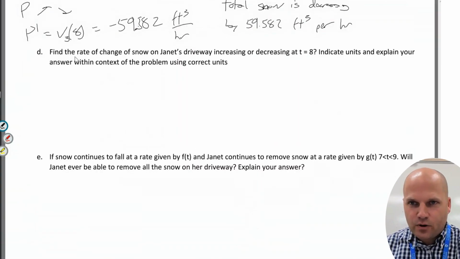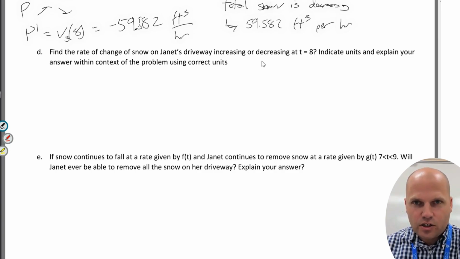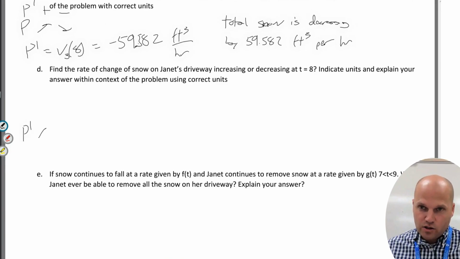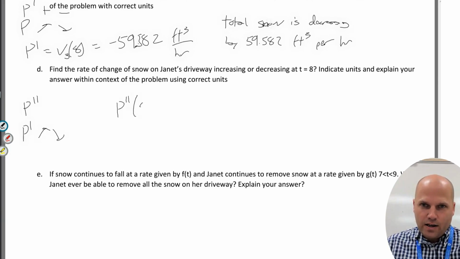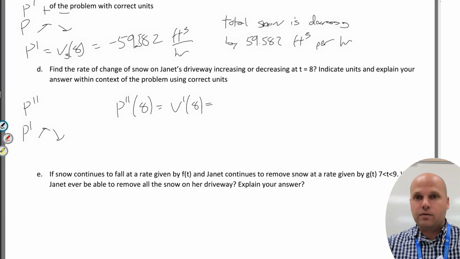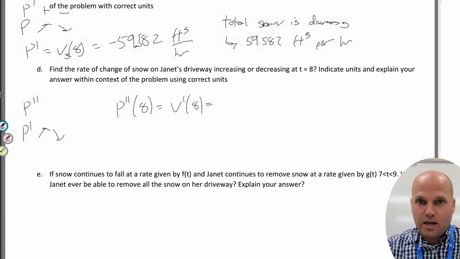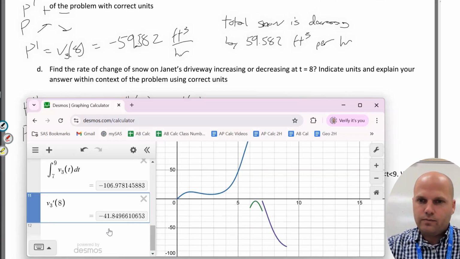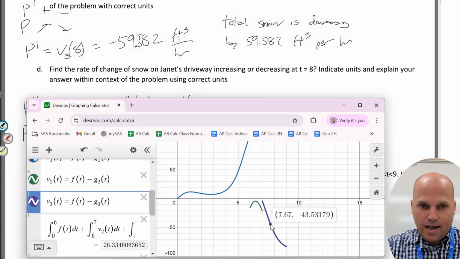Okay, the next question asks for the rate of change of snow on Janet's driveway. Is it increasing or decreasing? So we need to see how the rate of change is changing. We need to look at the second derivative. The second derivative at 8 is the derivative of your velocity at 8, or the acceleration, which is F minus G. So I need to come here and look at the derivative. All right, so that's how V is changing at 8.